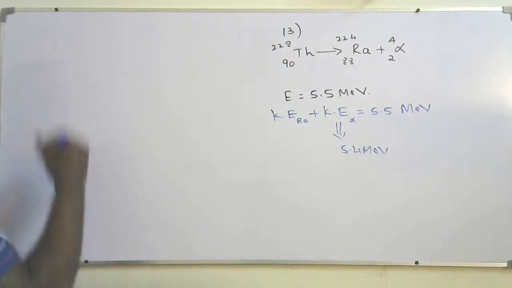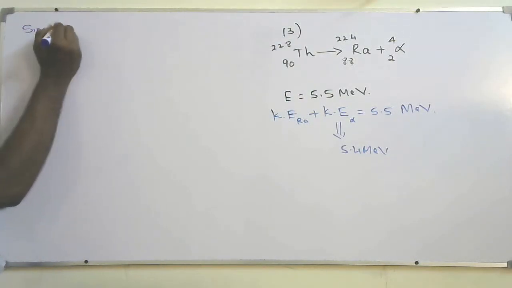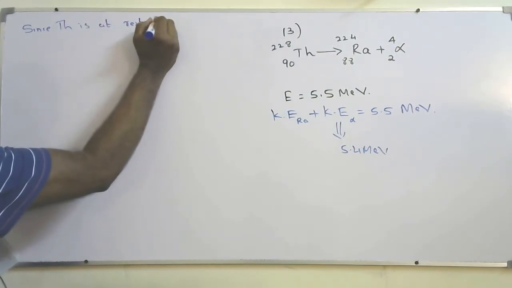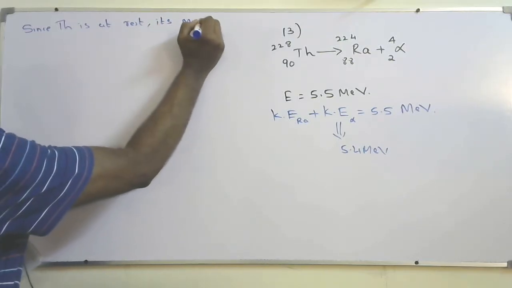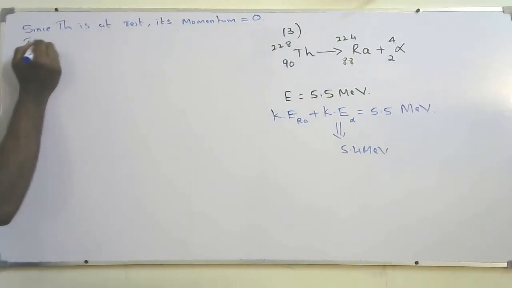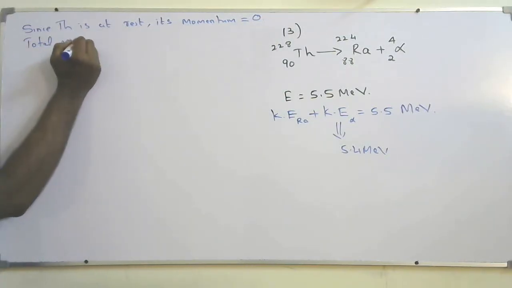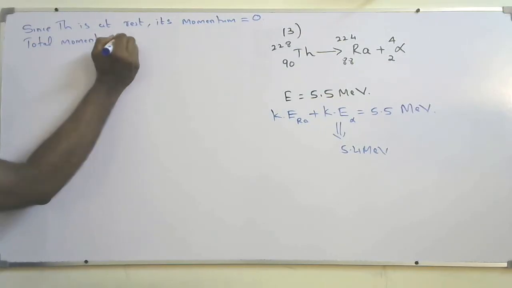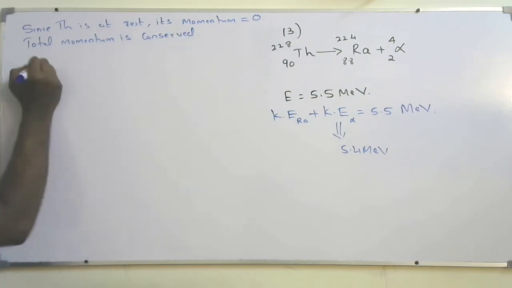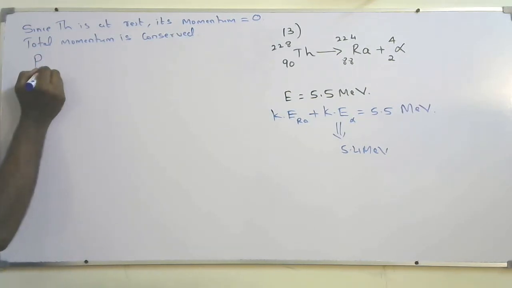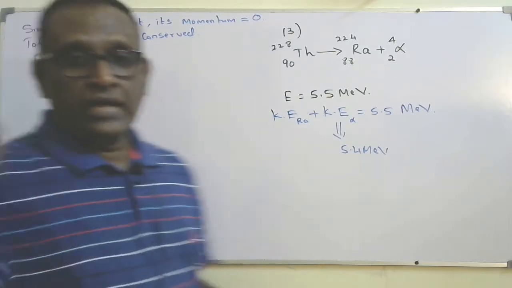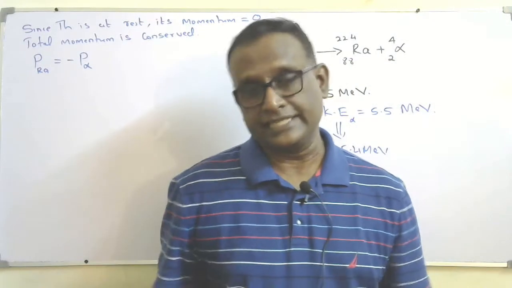So we can say that since thorium is at rest, its momentum is equal to 0. Total momentum is conserved. Momentum is denoted by P. The momentum of radium is equal to minus the momentum of alpha. They have the same magnitude, and the minus sign indicates they move in opposite directions.